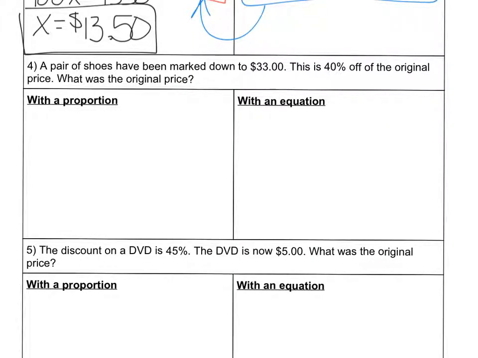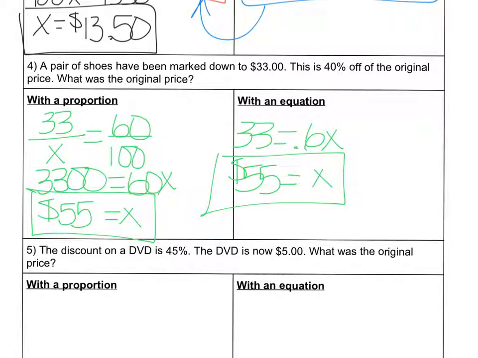All right, so here for this problem, I want you to choose which method you want to use. So you can write a proportion or you can write an equation. Totally up to you, and then we will check our answers, okay? So do either one, and then we will check to make sure our answer is correct.